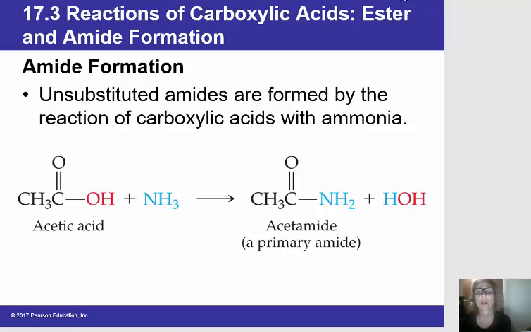So amide formation, like the formation of esters, involves the carboxylic acid losing its hydroxyl group to react with a hydrogen from the other molecule.